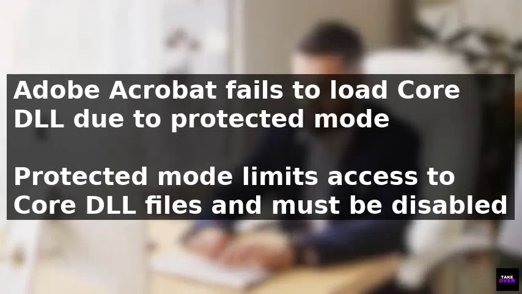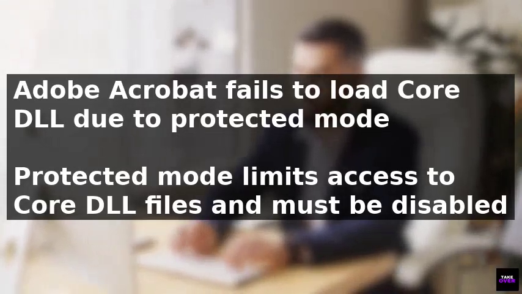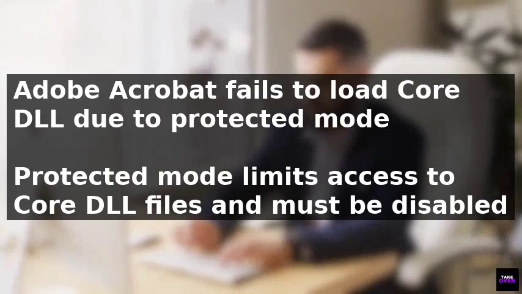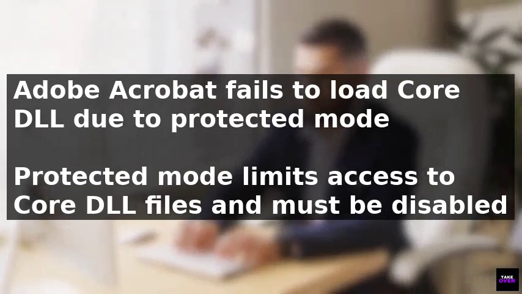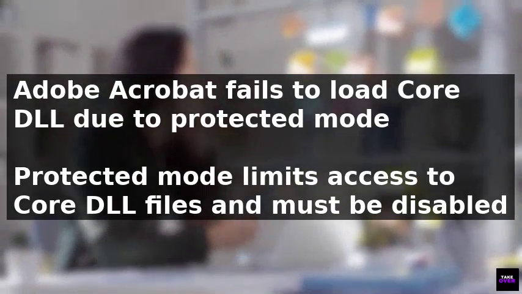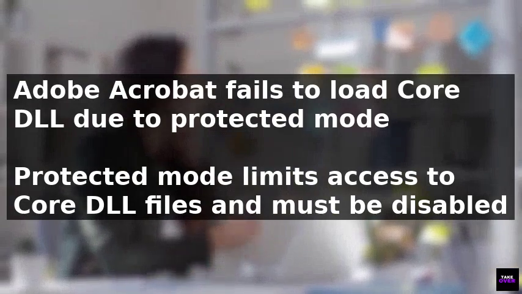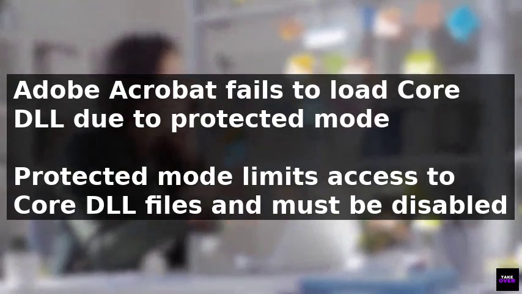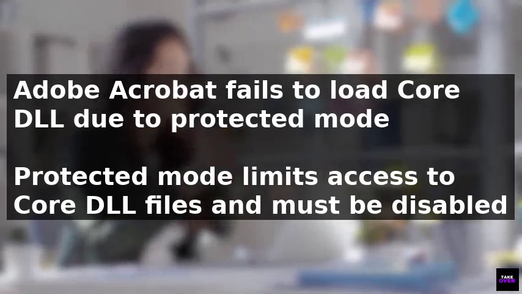When Adobe Acrobat fails to load its core DLL, there are several possible reasons for this issue. One reason is that Acrobat is likely in protected mode, which limits its access to core DLL files. To resolve this, disabling protected mode is necessary.